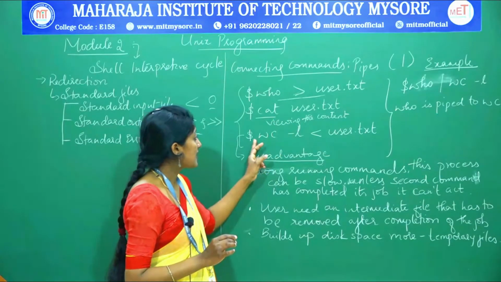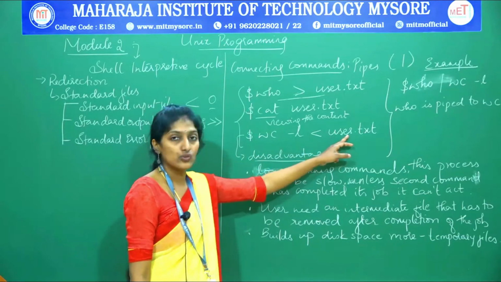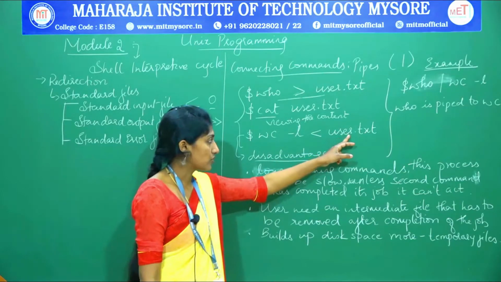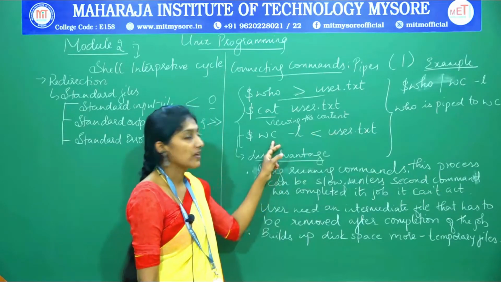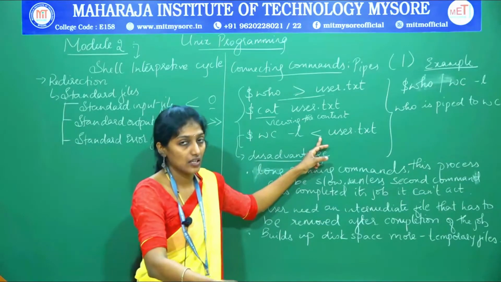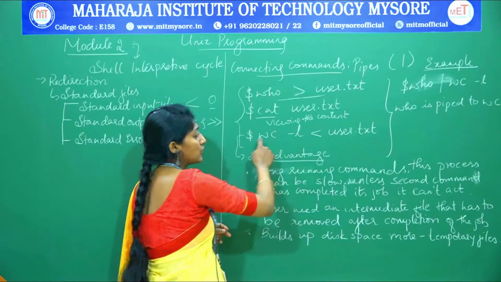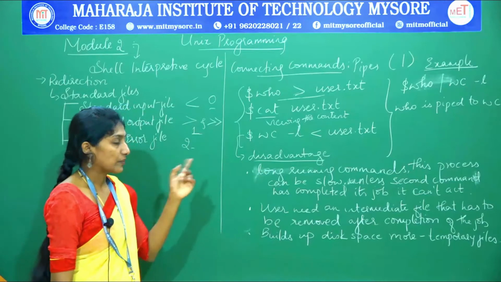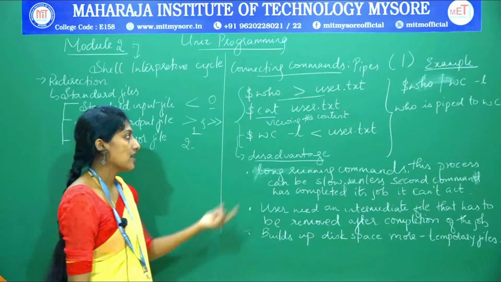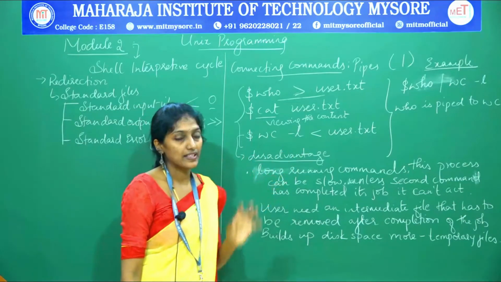But in the next line, you are trying to get the input of user.txt from this file to wc -l. This is the redirection symbol which is used for fetching the input from the user.txt file to wc -l. The wc command is basically used for counting the number of lines, characters and words. If you provide the option -l, it means you are displaying the number of lines.